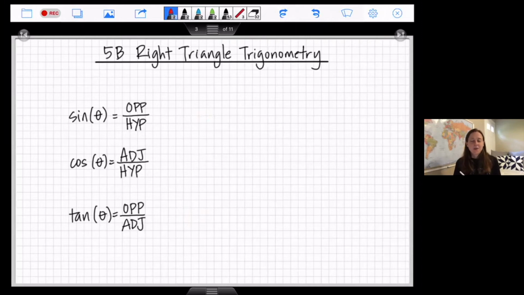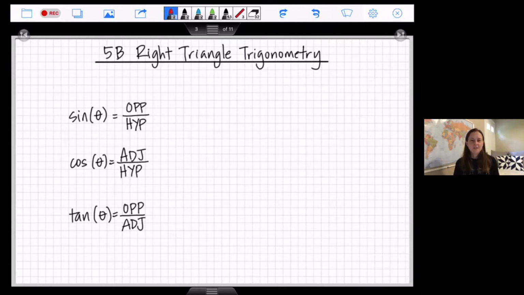All right, in the last video, I defined these three trigonometric functions of an angle in terms of their ratios of side lengths in a right triangle. That sine was the opposite over the hypotenuse side, cosine was the length of the adjacent side divided by the length of the hypotenuse, and tangent was equal to the opposite side divided by the adjacent side.